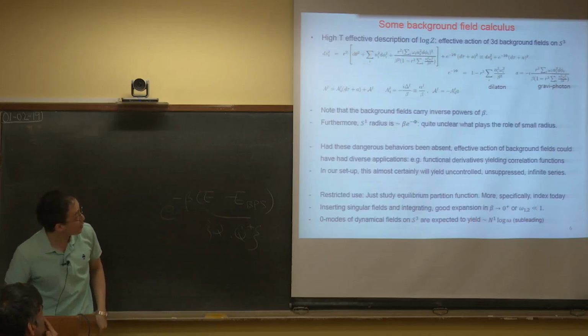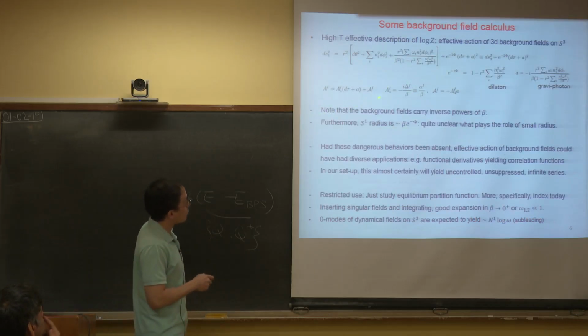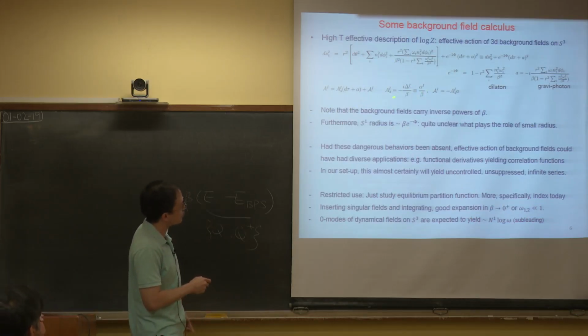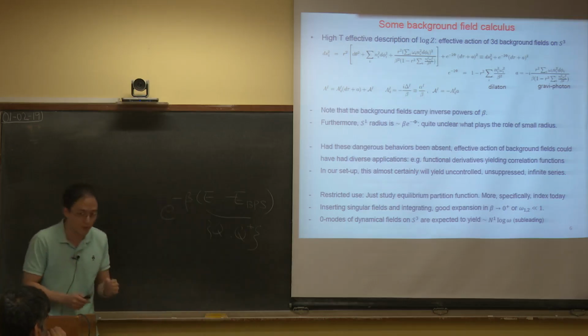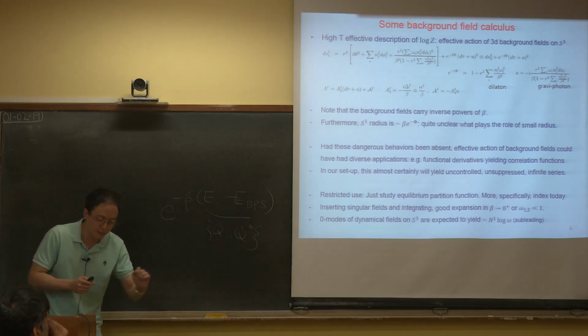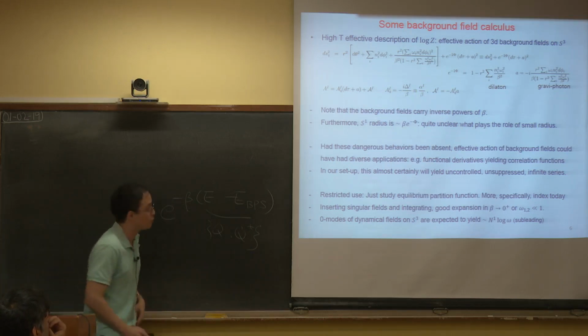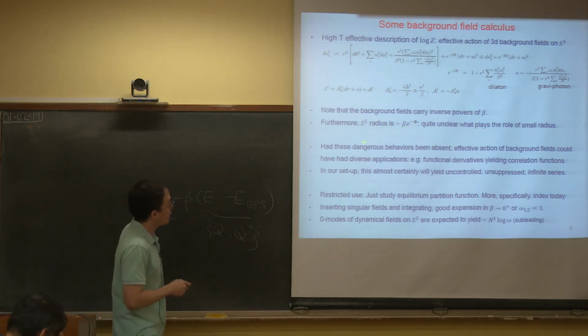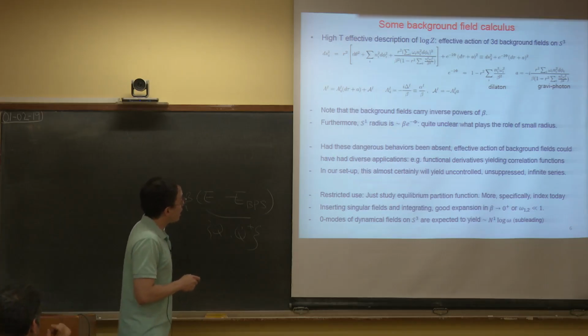But notice that the various 3-dimensional background fields themselves have singular behavior in beta. So chemical potentials are naturally some finite number divided by beta. So the fields themselves are singular. So the usage of this derivative expansion might be much more subtle than you might naively think.